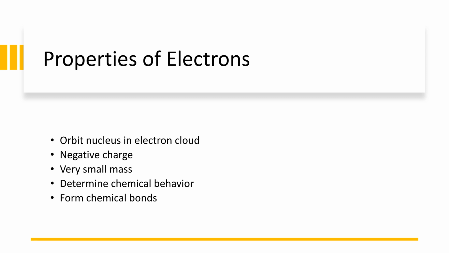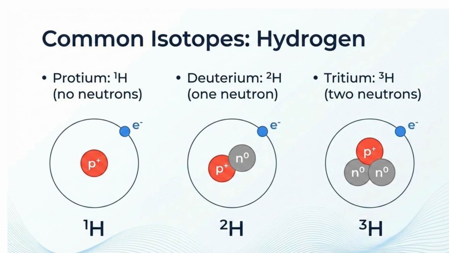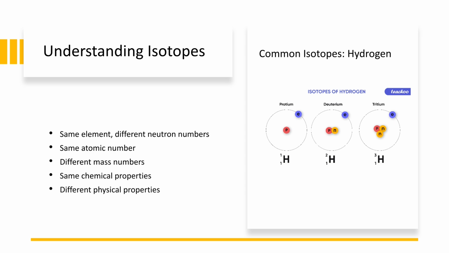Electrons orbit the nucleus in an electron cloud and carry a negative charge. They have a very small mass and determine the chemical behavior and bonding of an element. Hydrogen has 3 common isotopes: protium with no neutrons, deuterium with 1 neutron, and tritium with 2 neutrons. Isotopes are atoms of the same element that have different numbers of neutrons.